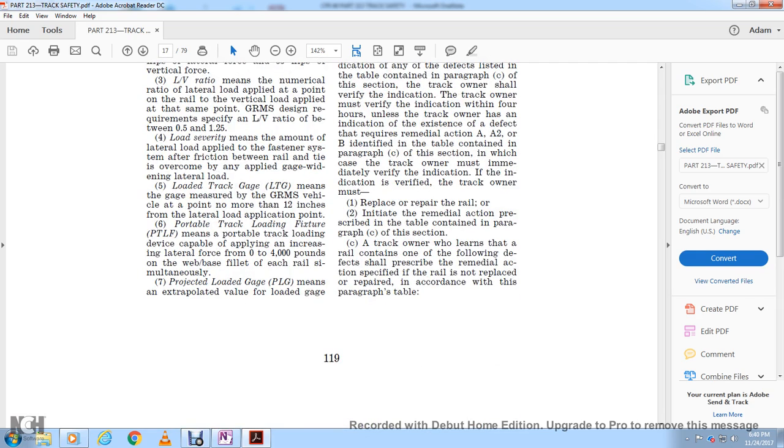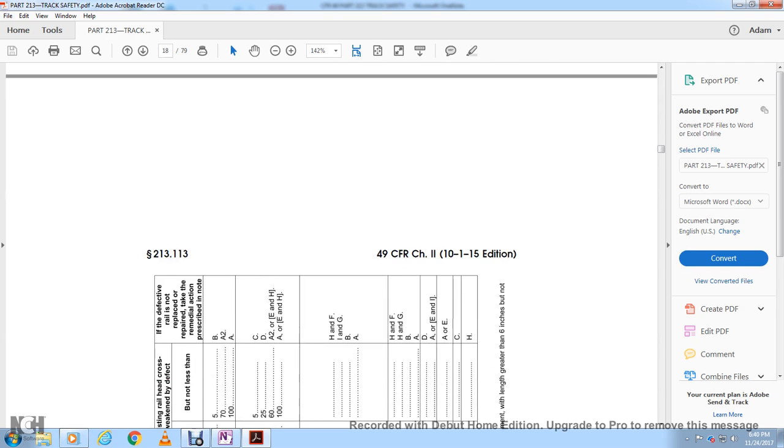One, replace or repair the rail and take the remedial action prescribed in the table in paragraph C of this section. A track owner who learns that the rail contains one of the following defects should take the prescribed remedial action specified for the rail, not replaced or repaired, in accordance with the table.